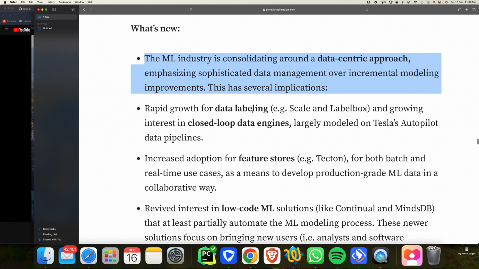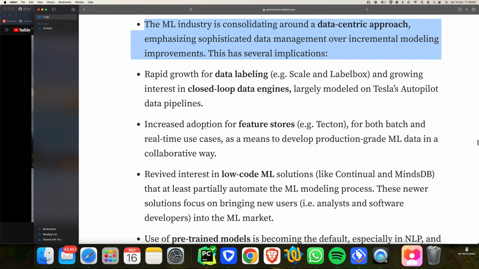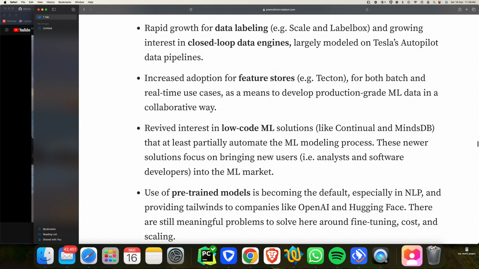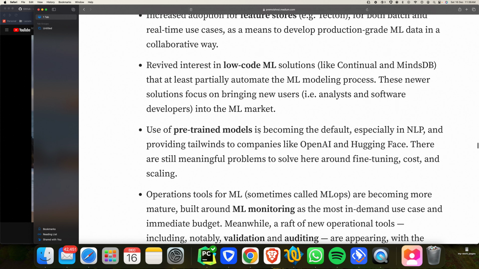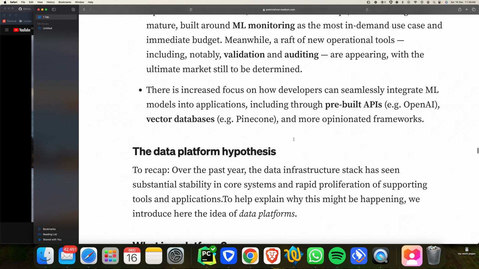Rapid growth for data labeling, such as Scale and Labelbox, and a growing closed-loop data engine. Increased adoption of feature stores, such as Tecton, for both batch and real-time cases. Growing interest in low-code ML solutions like Continual and MindsDB. So these are new things. Use of pre-trained models is also continuing.